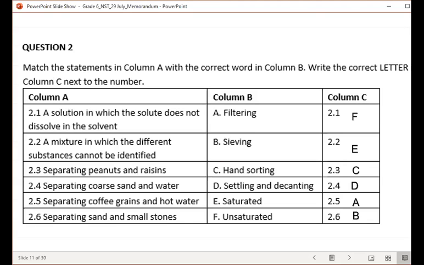2.1 is E and not F. Yeah? Sure, dear. Okay, and that means if 2.1 is E, then 2.2 is F. Are we together? Are we all good? Can we move on?